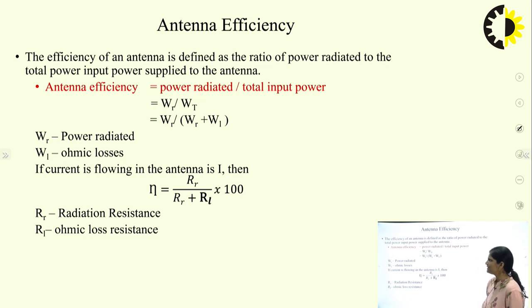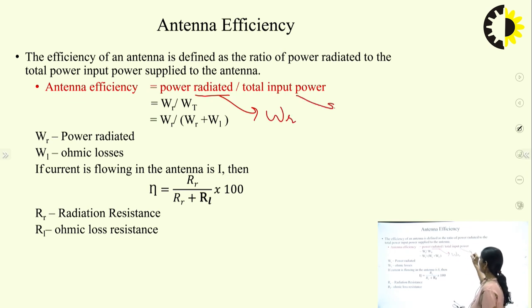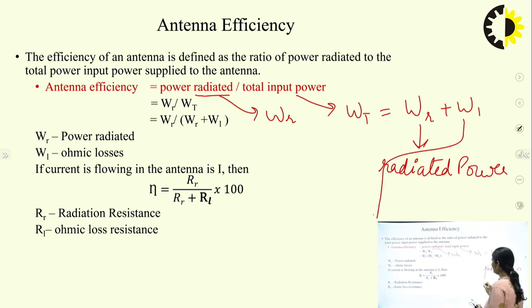Now antenna efficiency. Antenna efficiency is defined as the ratio of the power radiated to the total power input supplied to the antenna. So antenna efficiency is power radiated upon total input power, and power radiated is represented as WR, and total input power is represented as WT, and WT is equal to what? WT is equal to WR plus WL. So WR is radiated power, and WL is ohmic loss.